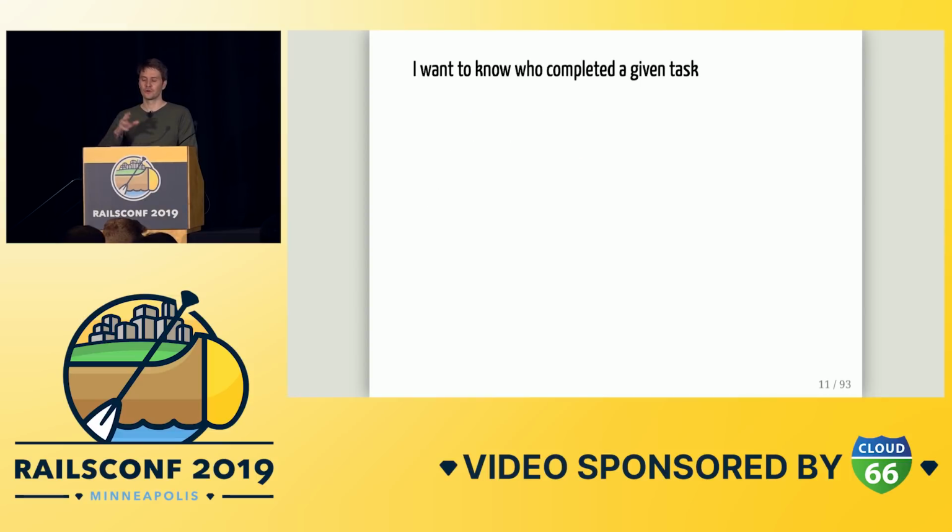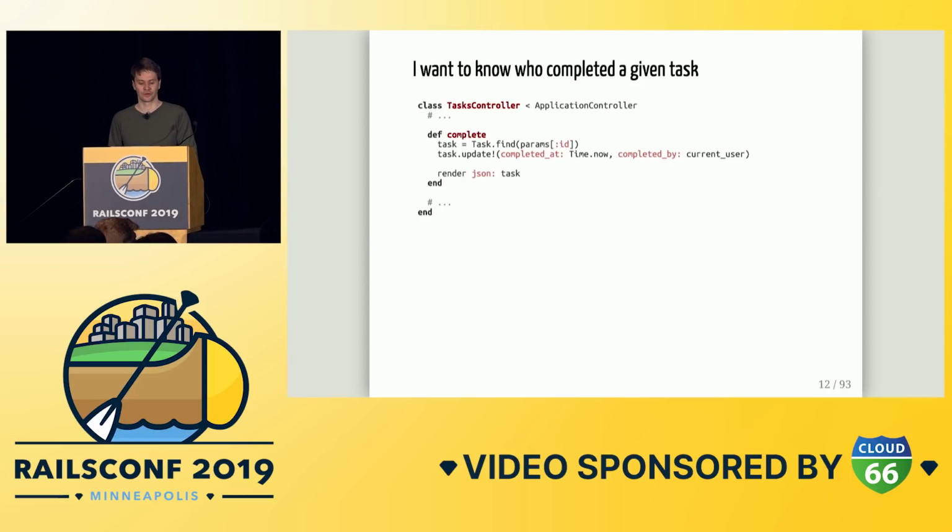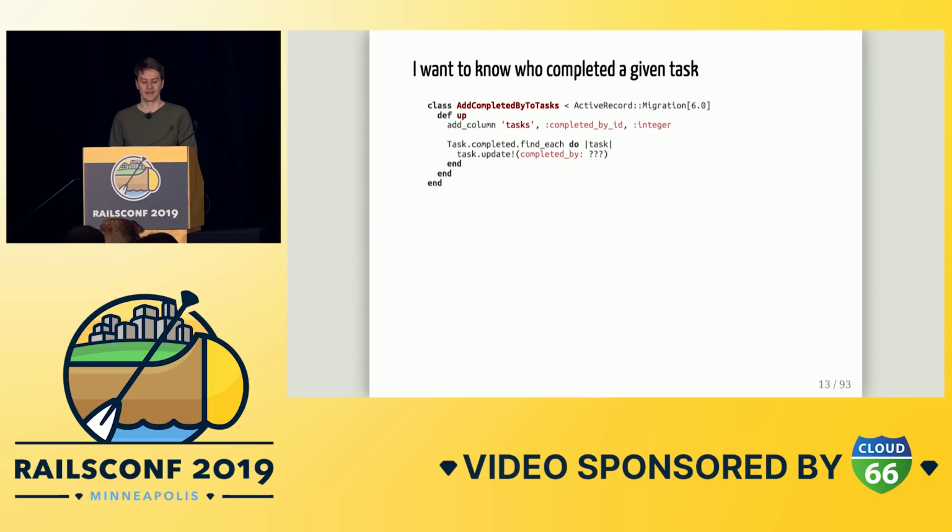Now we want to know who completed a given task. So once again, we go back to the controller, and now we assign the completed_by value to the current user. And when it comes to adding that foreign key to our tasks, well, we basically don't know who completed the task beforehand. So once again, that data is lost.